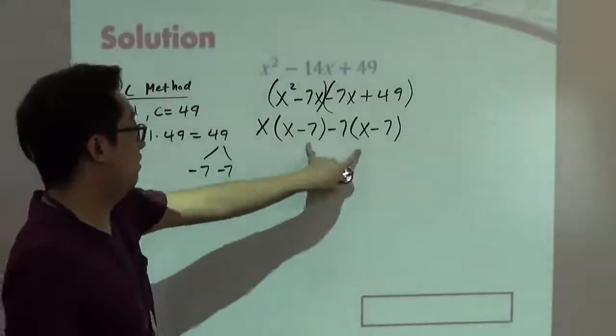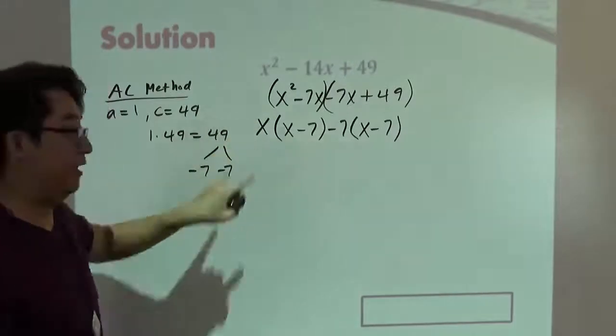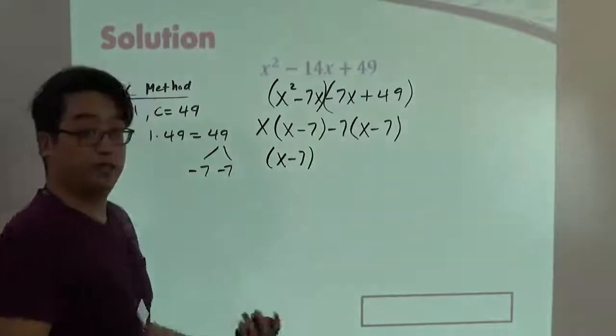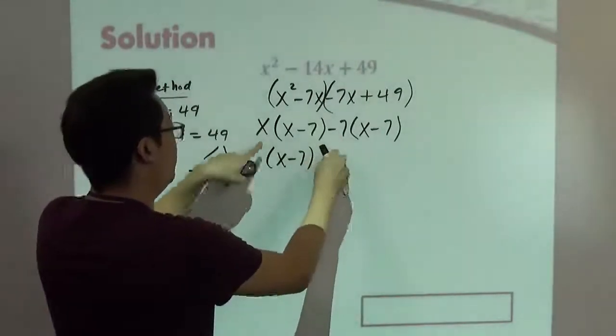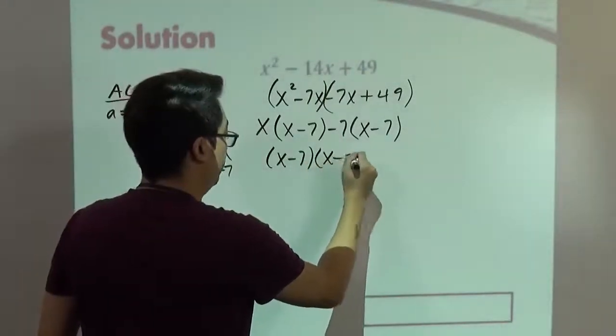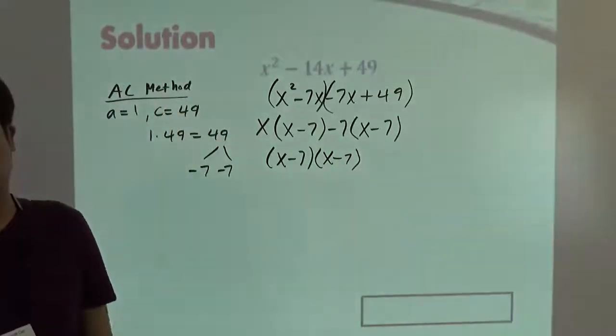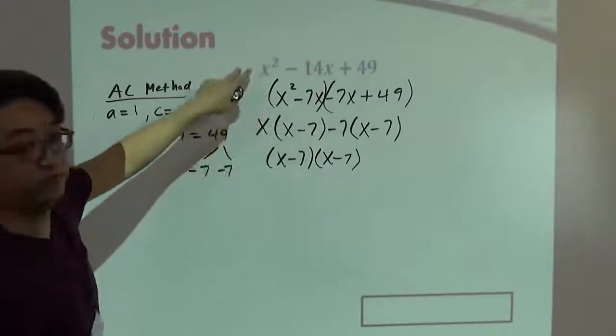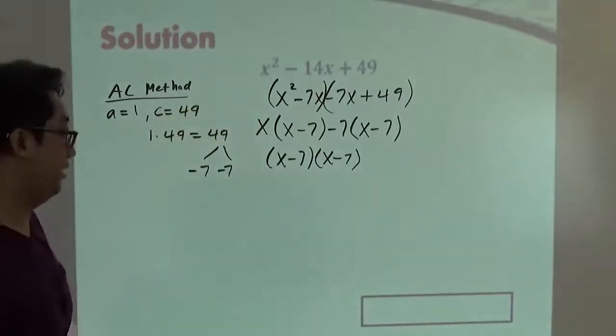So you notice, our parentheses are the same. We factor that out, x minus 7. And you notice our leftovers, in this case, are going to be another x minus 7. So that should be our factored form. And again, if you want, you can check by using foiling. If you were to FOIL this, you will see that you'll get the original expression again.